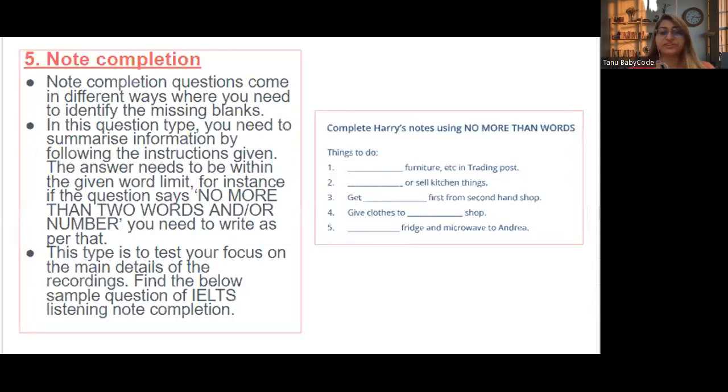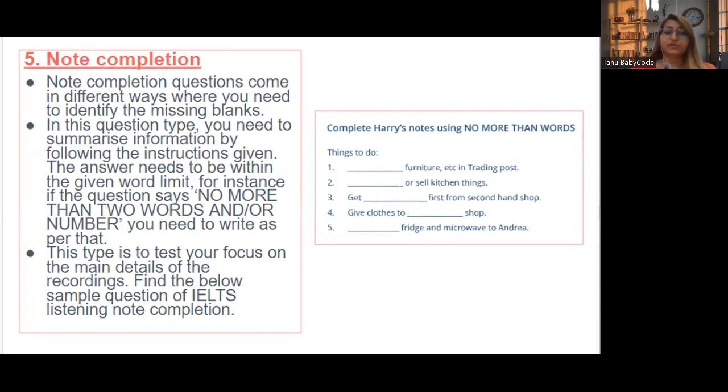Next type of question is note completion. Now, note completion question comes in different ways where you need to identify the missing blanks. In this question type, you need to summarize information by following the instruction given. Answers need to be within the given word limit. For example, if the question says no more than 2 words and or a number, you need to write accordingly.